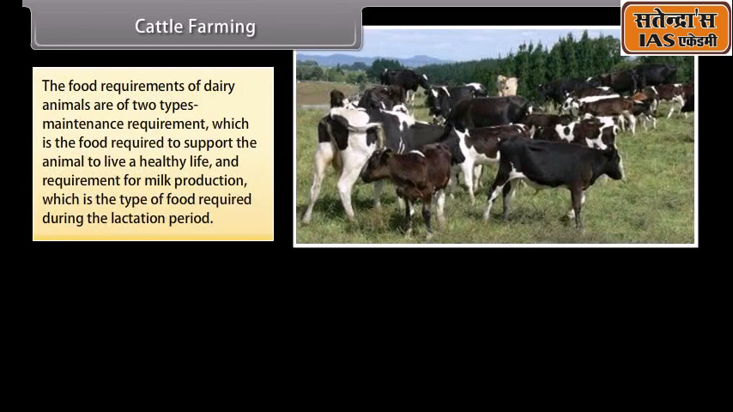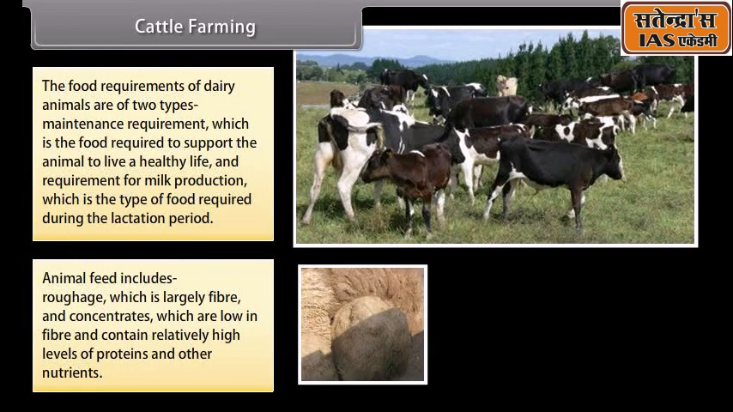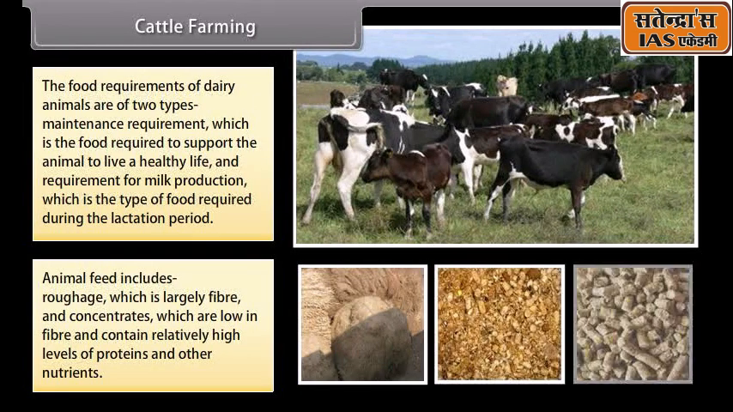The food requirements of dairy animals are of two types: maintenance requirement, which is the food required to support the animal to live a healthy life, and requirement for milk production, which is the type of food required during the lactation period. Animal feed includes roughage, which is largely fiber, and concentrates, which are low in fiber and contain relatively high levels of proteins and other nutrients.